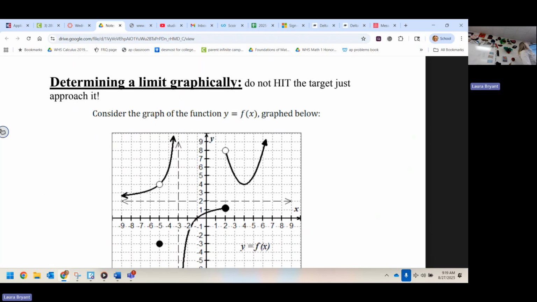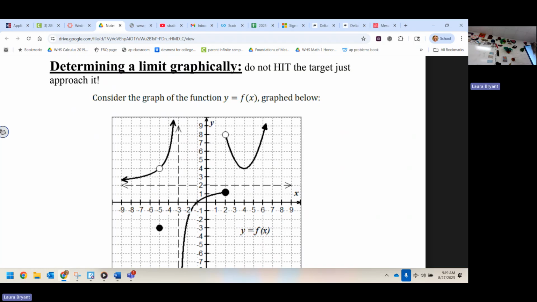Okay, so this is a crazy function. It's a piecewise function with a lot of different parts to it. So look at the graph. You've got a horizontal asymptote here. You have a couple holes. You've got a couple of dots, piecewise, that are drawn.